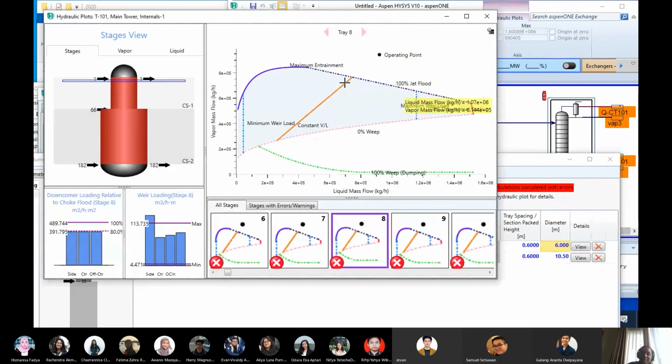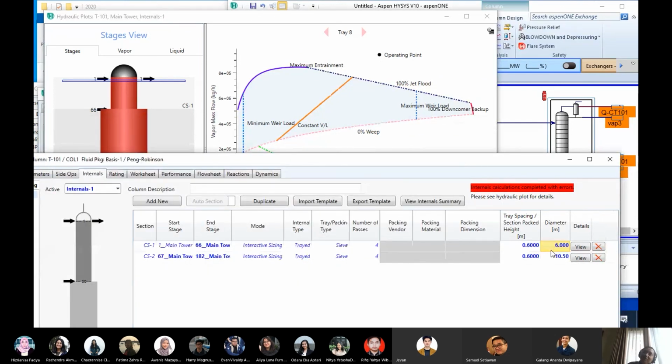Oh, above this one. Okay, my suggestion is in between. We put the 7, we have flooding. 9, we have weeping. So in between that one, probably it will be good. Okay, so try 8.